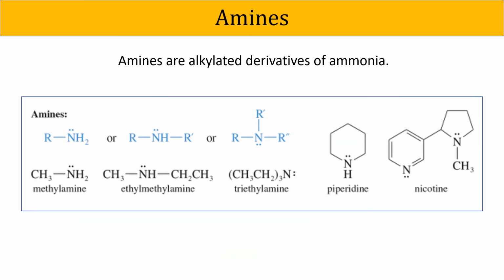Amines are alkylated derivatives of ammonia. Like ammonia, amines are basic. Because of their basicity, naturally occurring amines are often called alkaloids. Simple amines are named by naming the alkyl groups bonded to nitrogen and adding the word amine. The structures of some simple amines are shown below, together with the structure of nicotine, a toxic alkaloid found in tobacco leaves.